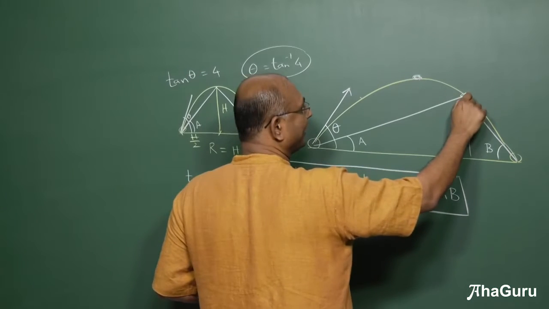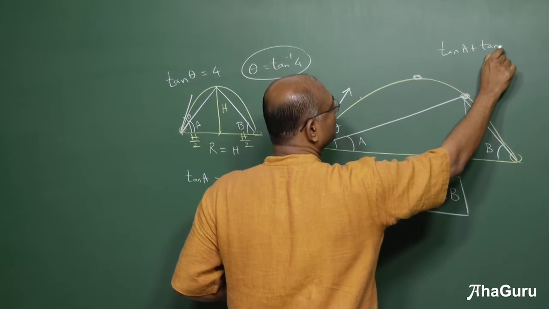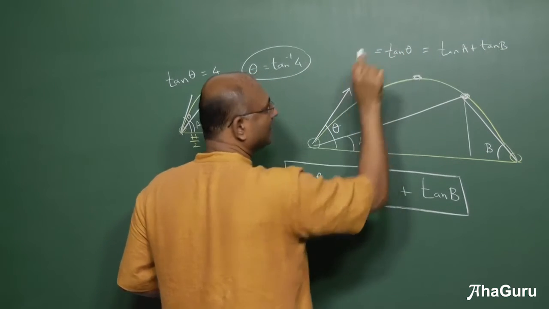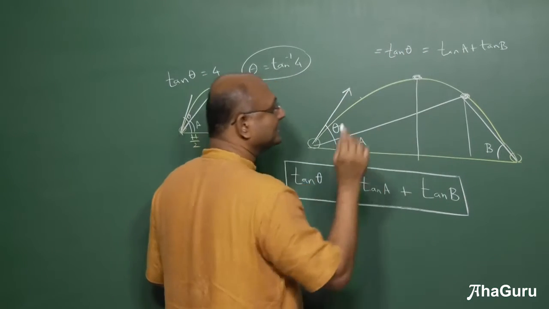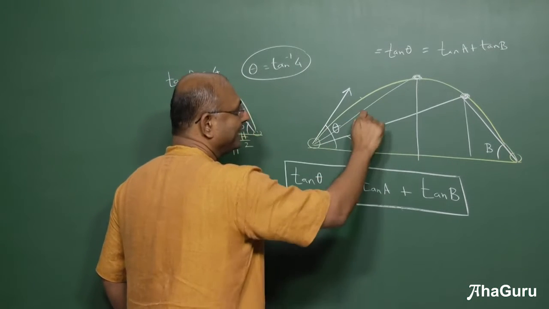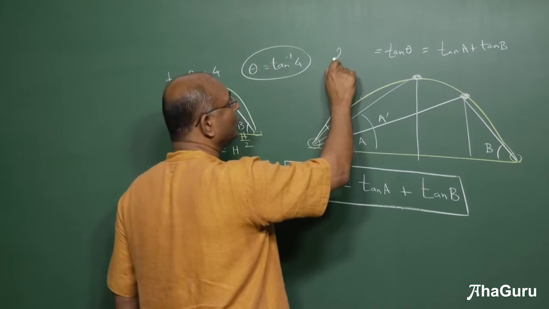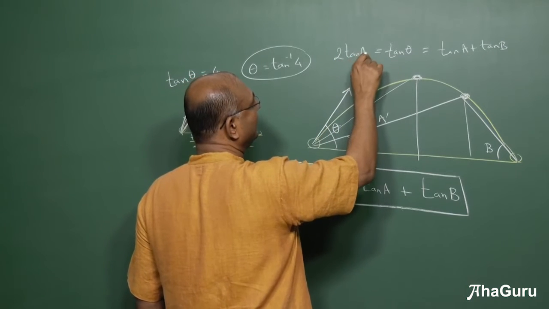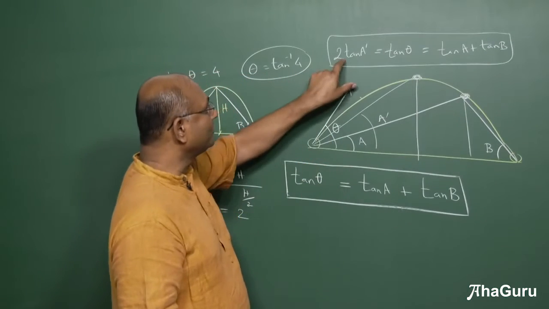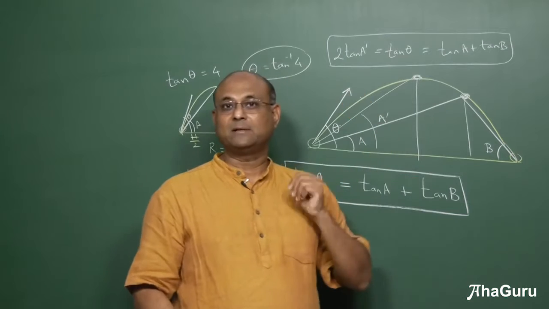So let us take this point. Here you got tan A plus tan B. How much is that? Tan theta, which we don't know. But if in this case you knew this height and you know the range, that means you know tan of A dash. And tan of B dash is the same as tan of A dash. So it is 2 times tan of A dash. So can you see that you can actually just say 2 tan A dash is tan A plus tan B.